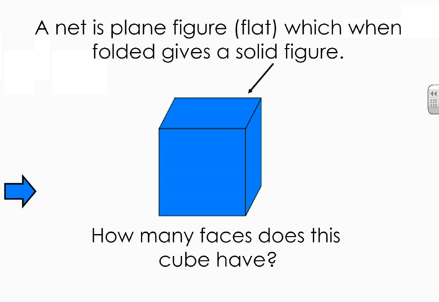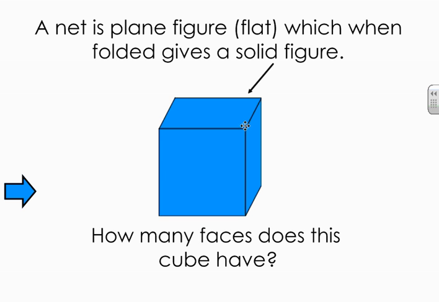A net is a plane figure, and by plane it means flat. When we talked about three-dimensional figures, we said they have length, width, and height. When we talk about a plane figure, it does not have width. It just has length and height. So a net is a plane figure, which when folded gives us a solid or a three-dimensional figure.